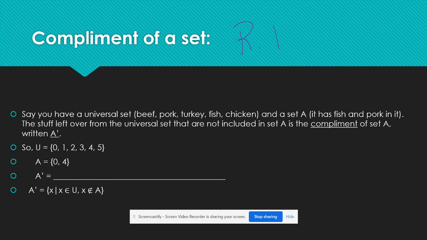Welcome back, everybody. We're going to continue working on R.1 and finish that today.